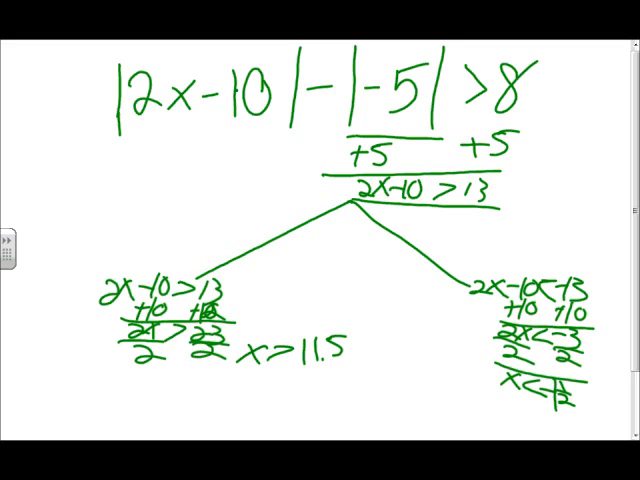So the way that you would graph this is that, this would be an OR problem, I believe. So you would have 1 and 1/2 over here. That would be negative. And then over here you would have 11.5. And then since it is greater than 11.5, you would shade it in over here and then put an arrow. And then you would shade it in over here and put an arrow for that. And that's how you do this example.